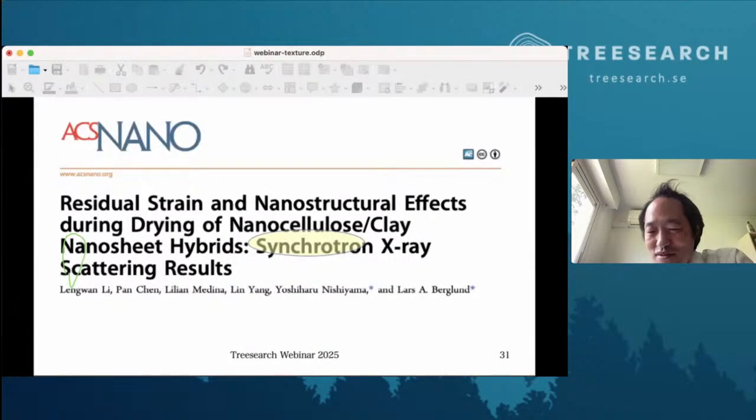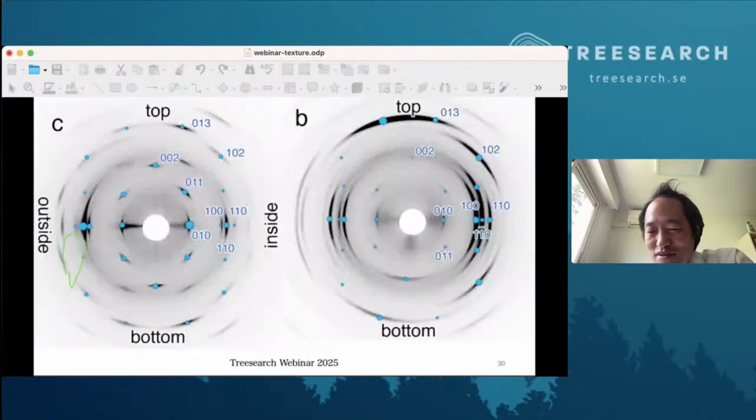And so up to now, those are all done in a lab X-ray. You don't need a really sophisticated X-ray source. You just expose for 30 minutes, 1 hour, and you get a very nice pattern like this.